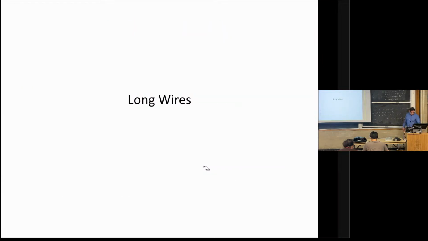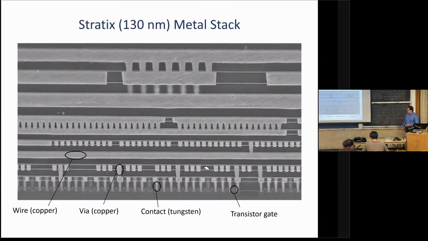Long wires. So this is a picture of the Stratix metal stack, which is 130 nanometers. I don't have a picture of, I'll go search for one, but I don't have a picture of a 7 or 10 nanometer FPGA metal stack. It would be even more extreme. But what I want you to look at is just that the transistor gate is here. Here's a contact to get to the transistor source or drain.